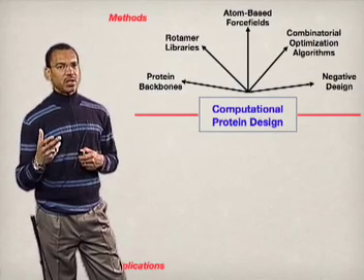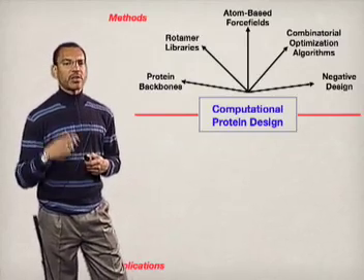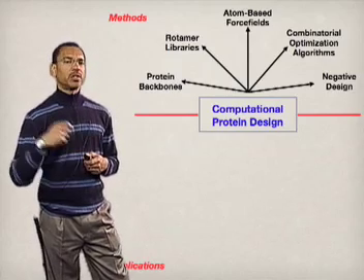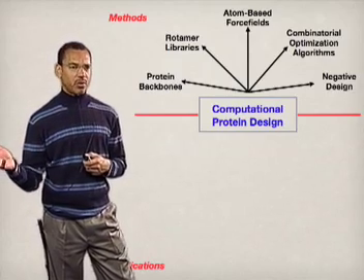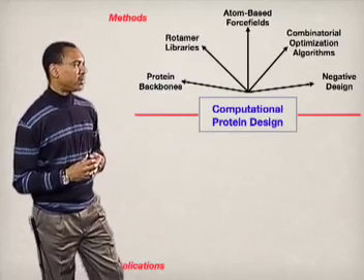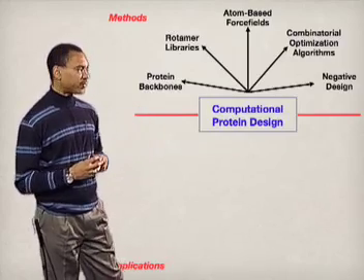So for example, designing against aggregation is an important feature. Designing against your amino acid sequence folding to some alternative structure that you don't want. There are conceptual ways and pragmatic ways to actually incorporate negative design into your calculation.